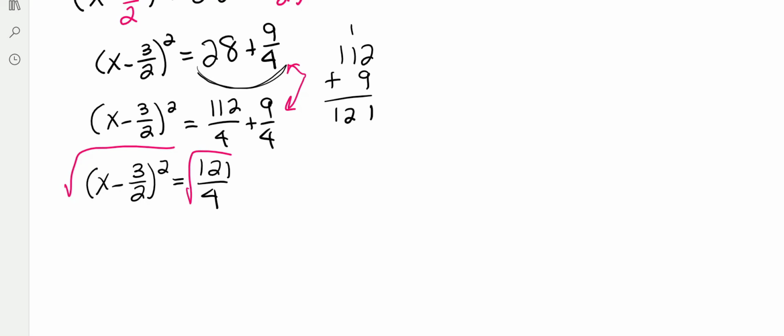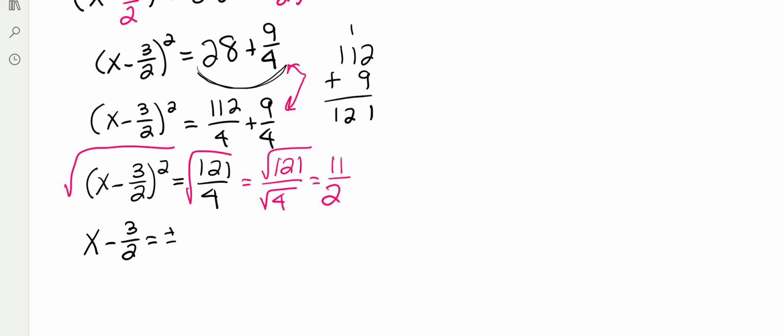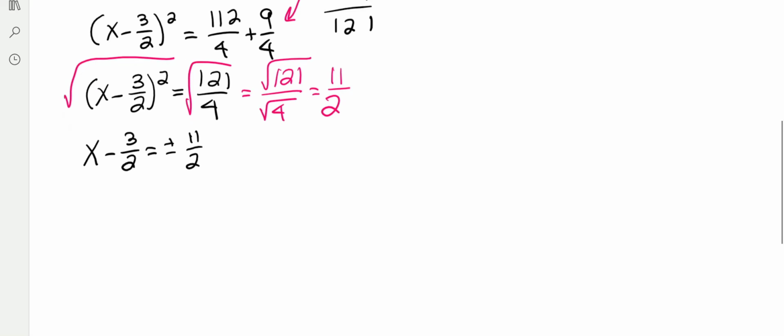On the left side, we're going to have x minus 3 halves equals. Now on the right side, let's look at this. That's the same thing as saying the square root of 121 over the square root of 4. Well, the square root of 121 happens to be 11, and the square root of 4 is 2. So we're going to end up having plus or minus 11 over 2. Hey, that's not looking too bad, is it?